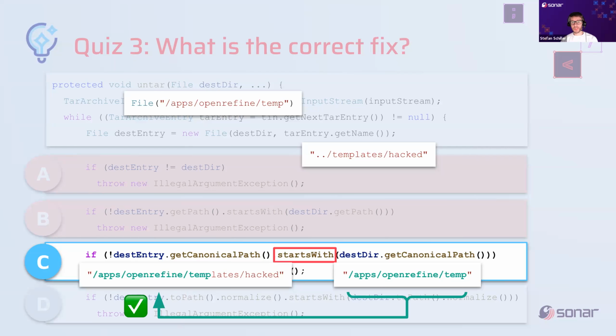The problem, though, is that this path does indeed begin with the path of the destination directory. Thus, the startsWith check is successfully passed and the file is written to disk. But this file is not below the destination directory. It is below another directory, which happens to begin with the same characters. In this case, the templates folder, which is not the temp folder. And this is called a partial path traversal and can have a huge security impact. Depending on the available folders and the files in it, an attacker could still turn this into code execution.